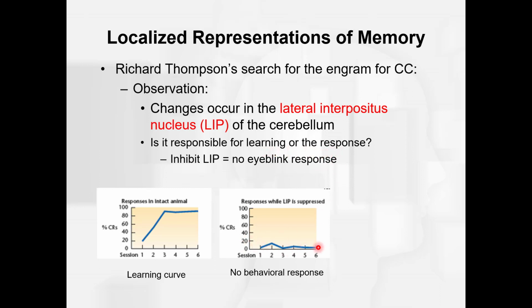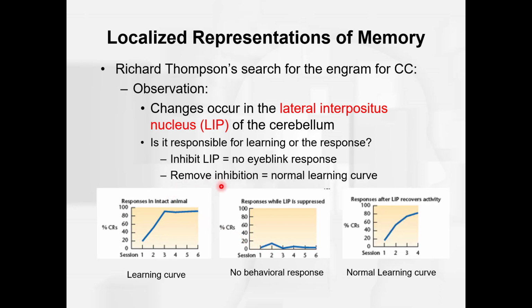And so that's what this graph is showing you here. These are the behavioral responses while the lateral interpositive nucleus is suppressed. Percentage of CRs, you see no eye blink response at all. Tone, followed by puff of air, no eye blink response. Tone, puff of air, no eye blink response. So that's happening during each of these sessions. They're training them, and what you should see is this normal learning curve, and you see nothing.